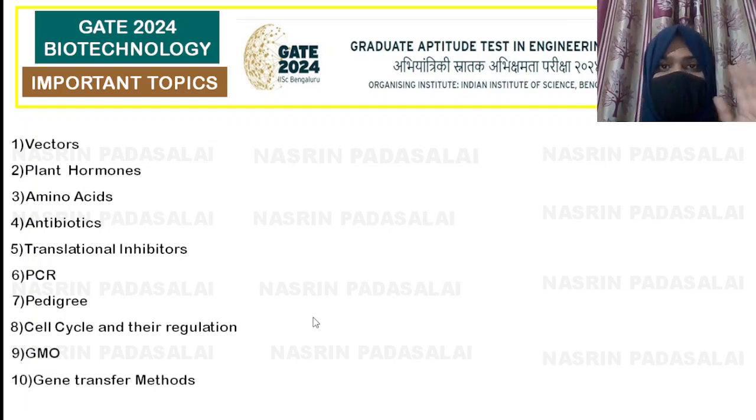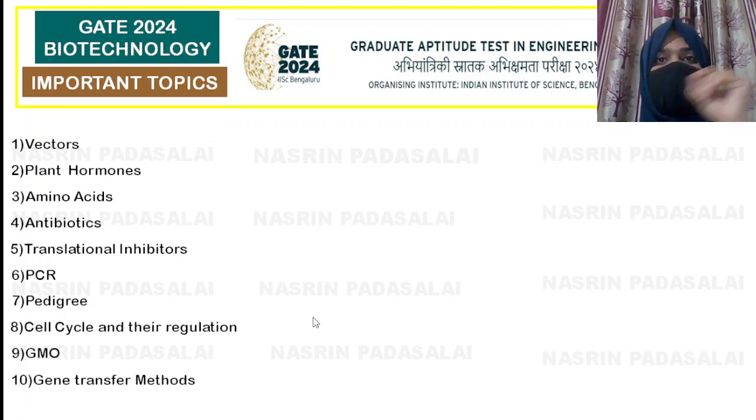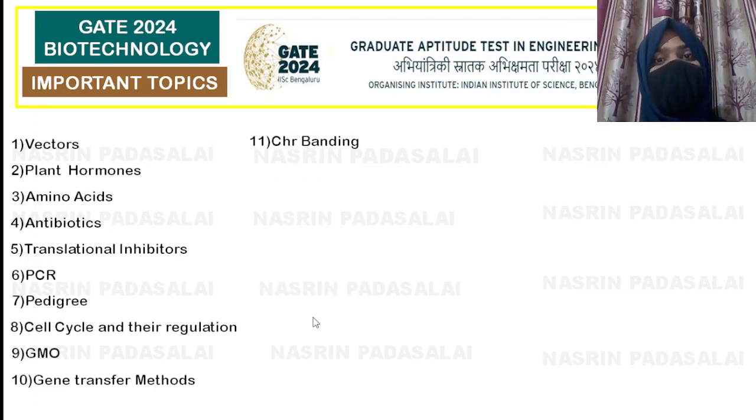Plant tissue culture is also important, animal cell tissue culture is also important when it comes to GATE, and plant biotech is also important, animal biotech also important. While studying gene transfer techniques, you need to know about Agrobacterium-mediated gene transfer. You need to study the Ti plasmid, its size, T-DNA, and also the mechanism and which genes and their functions. Next is chromosomal banding techniques like G banding, R banding, and what reagents are employed.